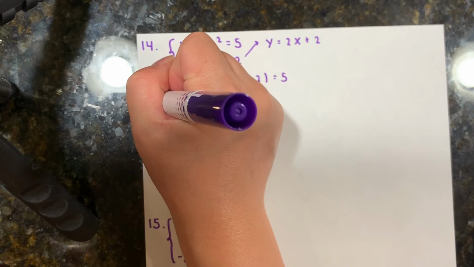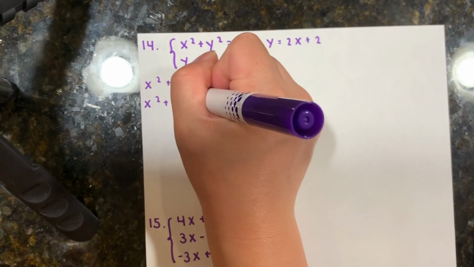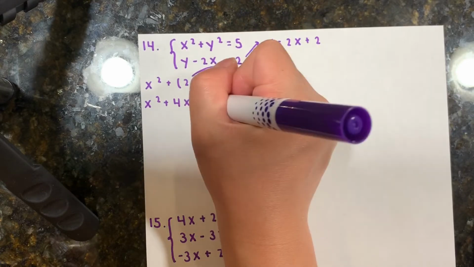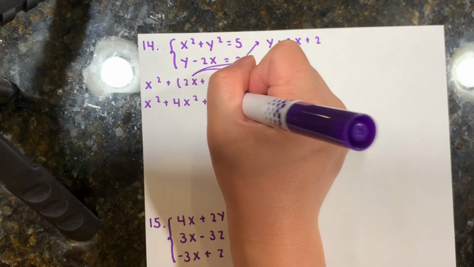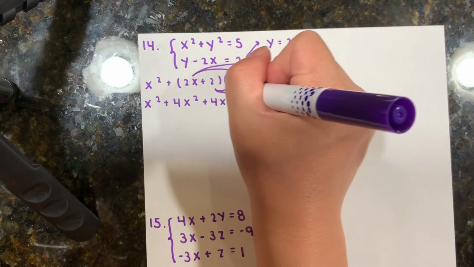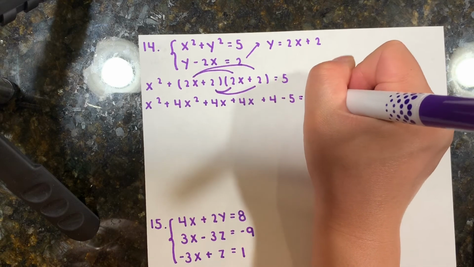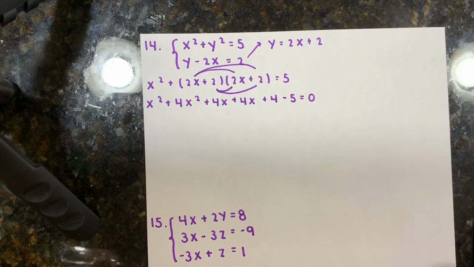So this is going to become x squared plus 2x times 2x, which would be 4x squared. 2x times 2 would be 4x, and 2 times 2x would be 4x, and then 2 times 2 is 4. We also want to bring the 5 over, so I'm going to set it equal to 0.